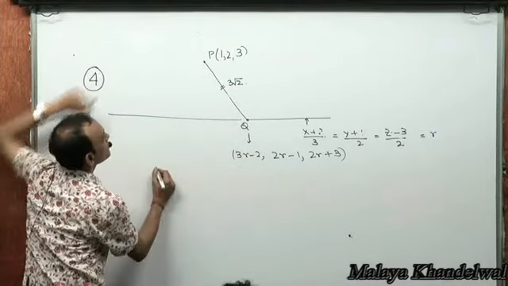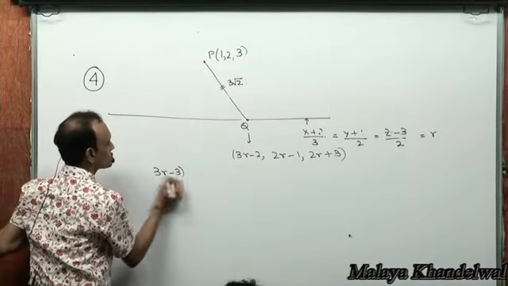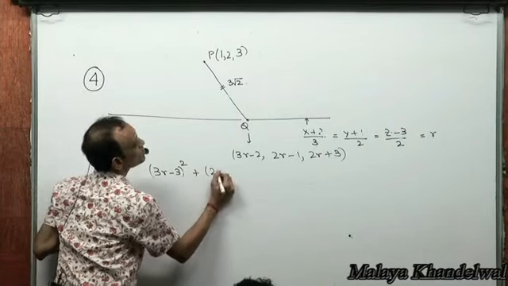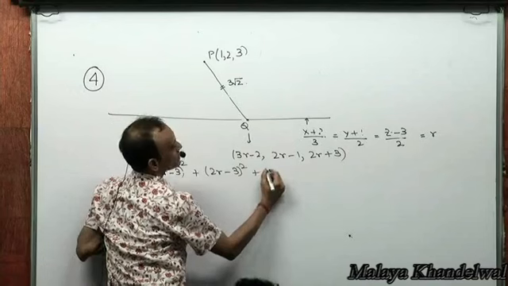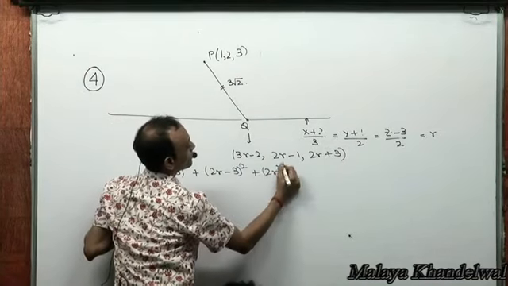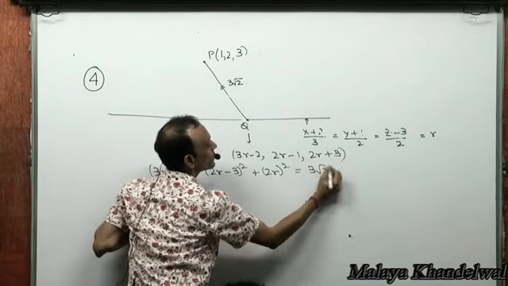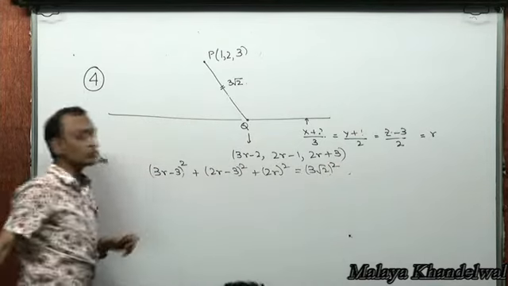So this minus this whole squared is like (3r minus 3) whole squared plus (2r minus 3) whole squared plus (3r plus 2r) whole squared. That must be (3 root 2) squared. And there is a quadratic in r.